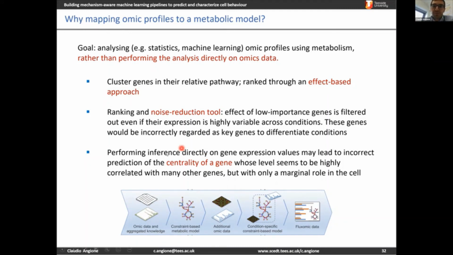And many times, when we build hubs or networks of genes, we have genes that seem to be central, seem to be important, but then when we map them onto the network, the corresponding reaction is not really that important. And this is also why these models are very helpful sometimes.